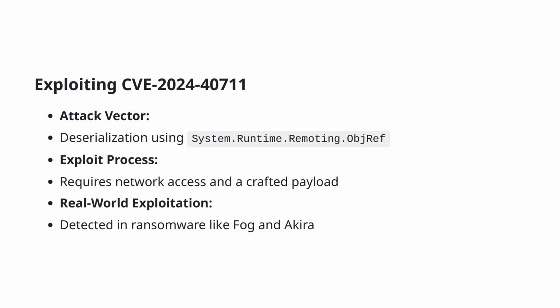On this slide, we're examining the exploitation of CVE-2024-40711, a vulnerability that can be leveraged through specific attack methods. This exploit utilizes the deserialization of System.Runtime.Remoting.ObjRef, a process that allows for the execution of unauthorized actions when paired with network access and a crafted payload. Such attacks have manifested in real-world scenarios, often linked to ransomware threats like Fog and Akira. These scenarios highlight the importance of understanding both the technical mechanics of the exploit and its potential malicious applications.